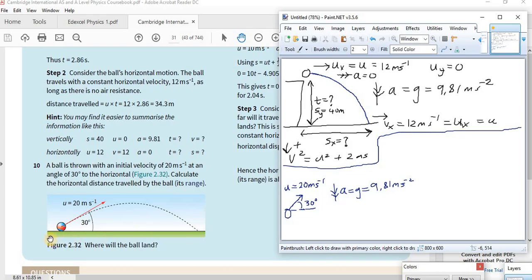It has a horizontal displacement, but because it goes up and comes back to the same vertical level, the vertical displacement is 0. Okay, now we know also ux is the component of u in the horizontal direction, that is a constant, because the acceleration in the horizontal direction is 0. So we can say ax is equal to 0, and here we can call this ay or g. Then ux is equal to 20 cosine 30.